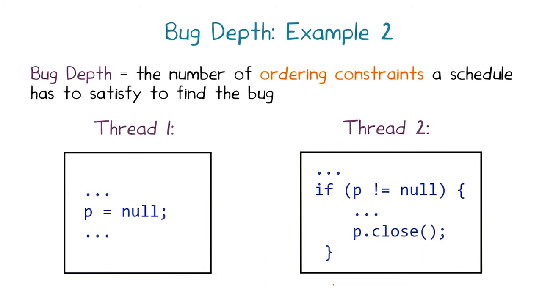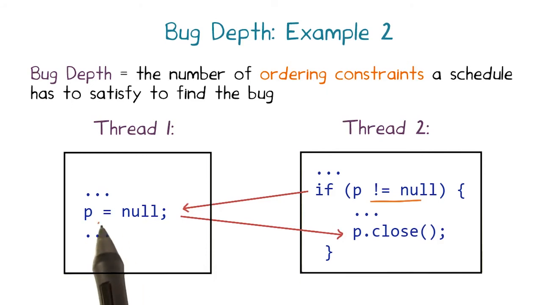Here's the concurrent program we looked at earlier in the lesson. The concurrency bug we found in it has a depth of 2. Triggering the bug requires the non-null check in thread 2 to be executed before the null assignment in thread 1, and it requires this null assignment to be executed before the call to close in thread 2. Note that ordering constraints within a thread don't count towards the bug depth because a thread's control flow implicitly defines the constraints on the order in which statements are executed within a thread. Bug depth therefore only counts order dependencies across different threads.